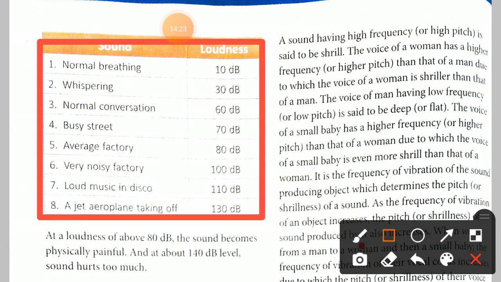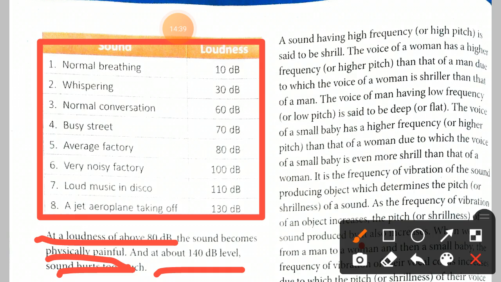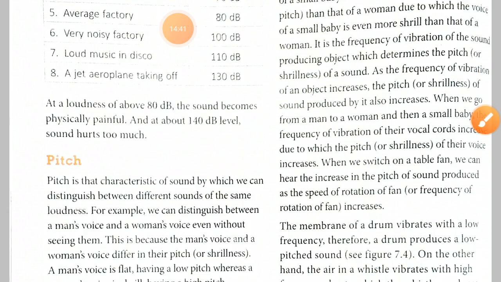Now, the thing written here: at a loudness above 80 decibel, the sound becomes physically painful. It means if you hear a sound of 80 decibel, then pain starts in your ear, and about 140 decibel, sounds hurt too much. Fine. I hope it is clear.